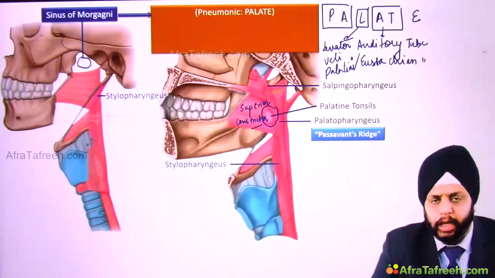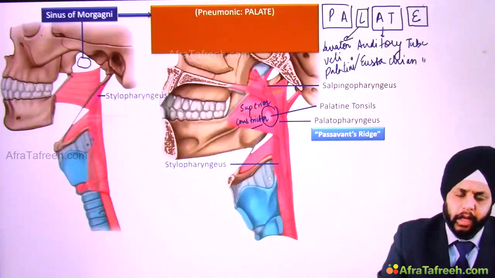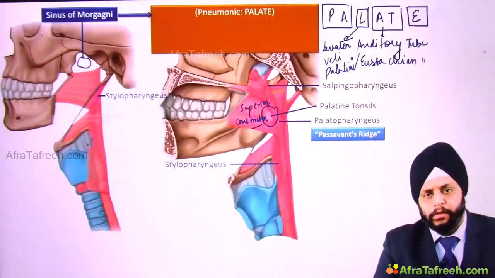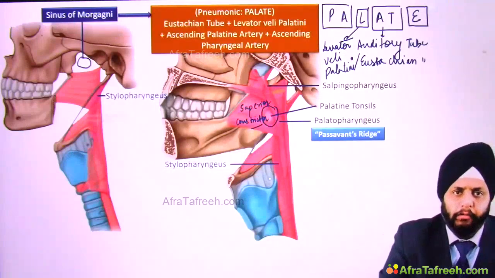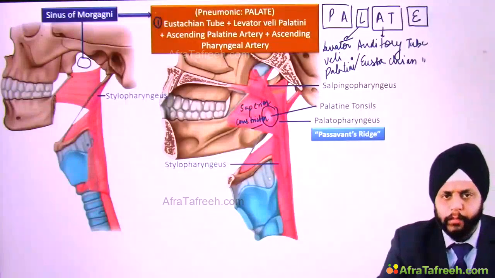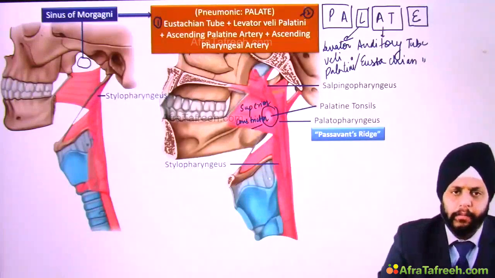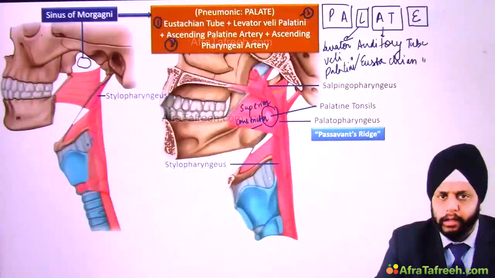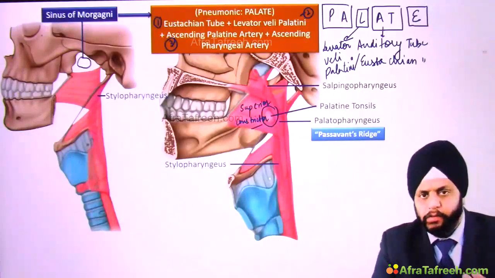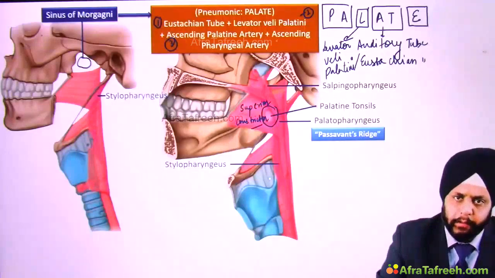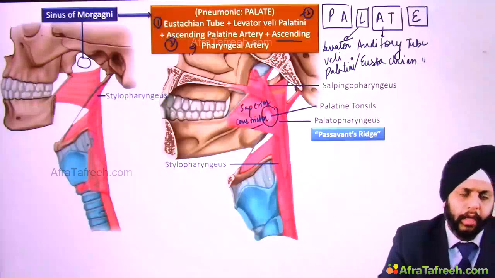PA stands for palatine artery, ascending palatine artery. And E over here, I say the E is extra, so sometimes we have a fourth structure passing through it, that is the extra structure, the ascending pharyngeal artery. So let's look over here. We have number 1, the eustachian tube, also known as auditory tube. Number 2, we have the levator veli palatini muscle. Number 3, we have the ascending palatine artery. Very easy to remember, palatine artery, the mnemonic is PALATE. And number 4, we may also have sometimes the passage of the ascending pharyngeal artery through the sinus of Morgagni.